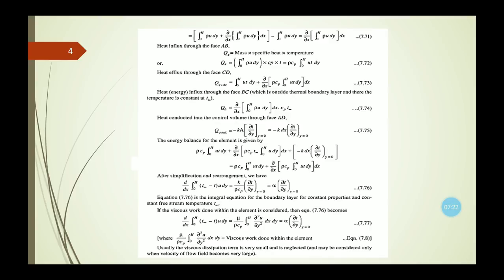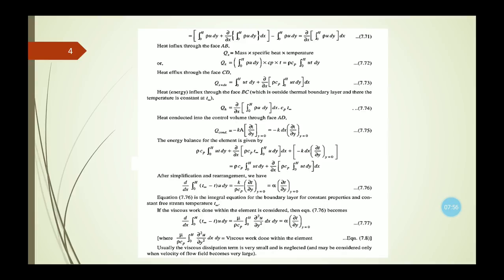del x of integration 0 to h rho u dy into dx. Now the heat influx, that means the heat which is entering through the face AB, Qx, equals mass into specific heat into temperature. So this formula we have got when we studied the one-dimensional heat conduction equation. So Qx equals integration 0 to h rho u dy multiplied by Cp multiplied by T. Since rho and Cp are constant, we can write rho Cp integration 0 to h uT dy.